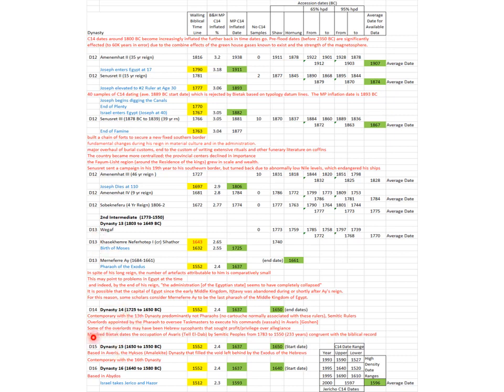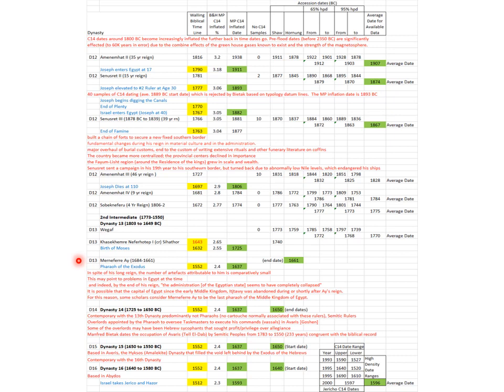This was just a vassal province that were appointed by the 13th dynasty's pharaohs. All right, some of the overlords may have been Hebrew sycophants that sought profit, privilege over allegiance. Manfred Bietak dates the occupation of Avaris, Tell el-Dab'a, by Semitic peoples from 1783 to 1550, 233 years, congruent with the biblical record. So we're looking at a lot of synchronizations that are just outstanding. How do you have this many lines?